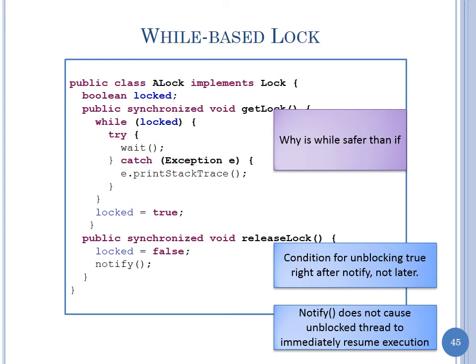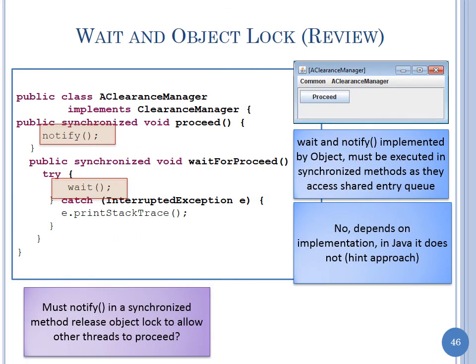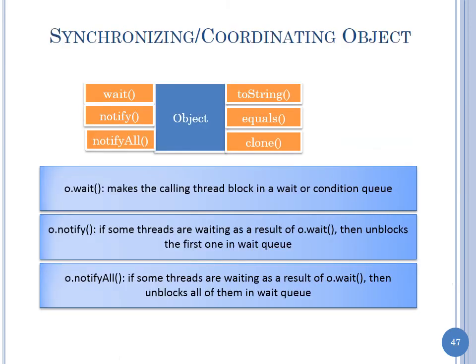So the notified thread, the unblocked thread, when it later executes, has to check the condition again to make sure that it is still true. The condition of unblocking has become false, and the condition of proceeding has become true. That has to do with the hint semantics. And here's the hint semantics again. We said that must notify in a synchronized method release object lock to allow other threads to proceed. We said not really, and in Java it was not, and so that's why the hint semantics. We go back here.